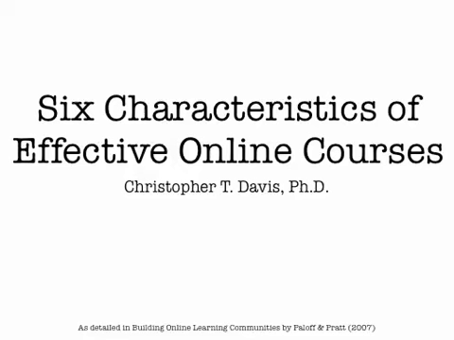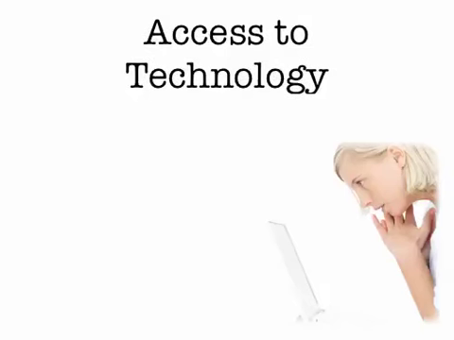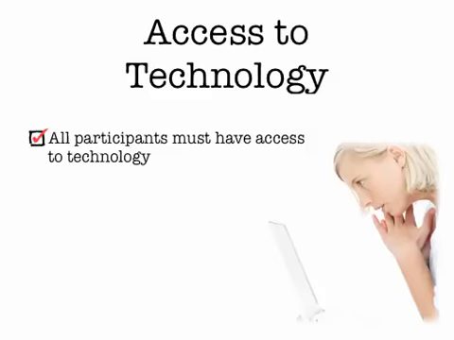The 6 characteristics of effective online courses according to Paloff and Pratt. The first characteristic of successful online courses is access to technology. Now, when we refer to access to technology, we're talking about all the participants in the course. We're not just talking about the teacher and not just the student, but both.